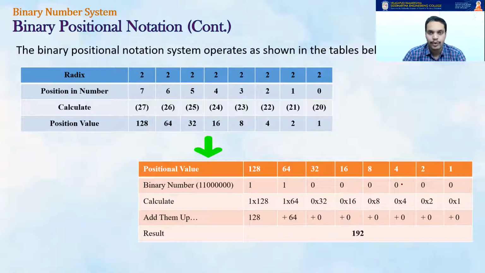Here also the positions are important, but rather than powers of 10, here we calculate using powers of 2. Starting from the rightmost position, we have 2 power 0, 2 power 1, 2 power 2, 2 power 3, 2 power 4, 2 power 5, 2 power 6, and 2 power 7. So 2 power 0 is 1, 2 power 1 is 2, 2 square is 4, 2 cube is 8, 2 power 4 is 16, 2 power 5 is 32. So what does this mean? Let us take an example binary number, 11000000.